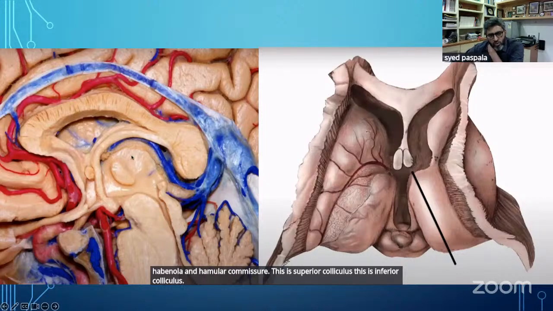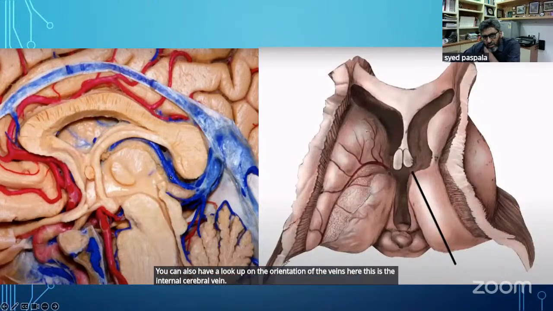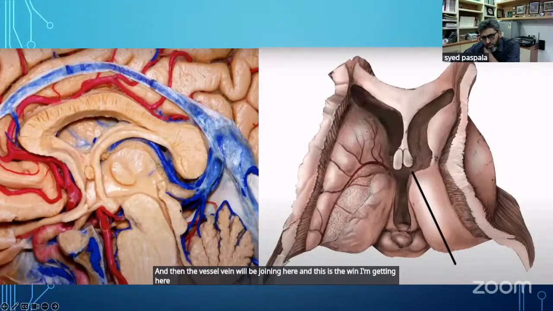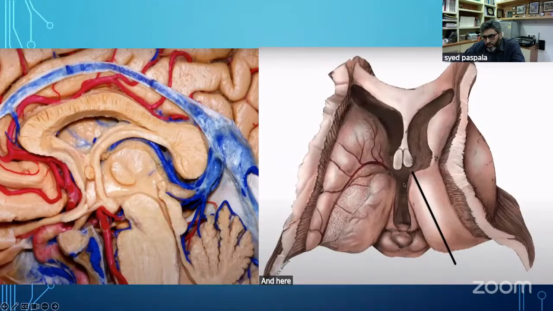You can also have a look at the orientation of the veins here. This is the internal cerebral vein. And then the basal vein will be joining here, and this is the vein of Galen here. And this is the cisterna ambiens. I will be showing a different view of the cisterna ambiens, and I will talk about something important in the cisterna ambiens. And here, if you see, it is like overlooking from the top to the bottom.